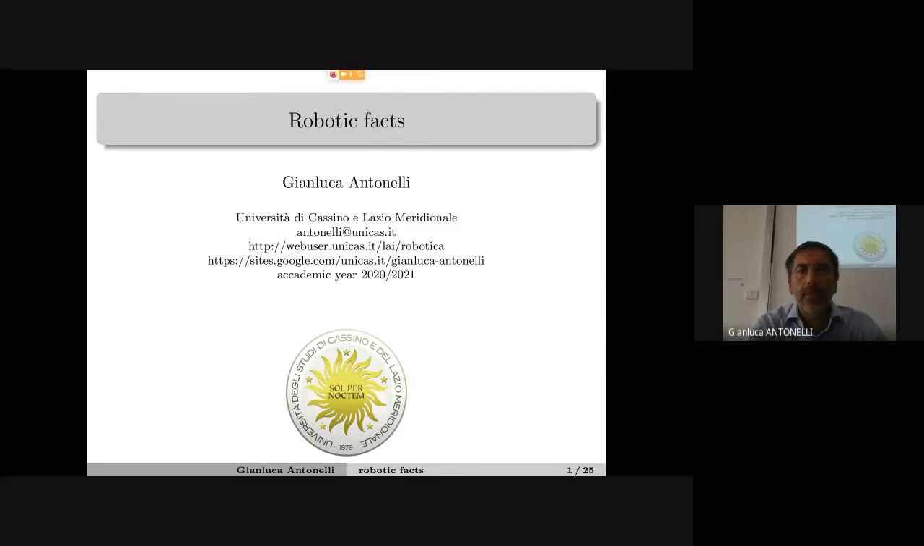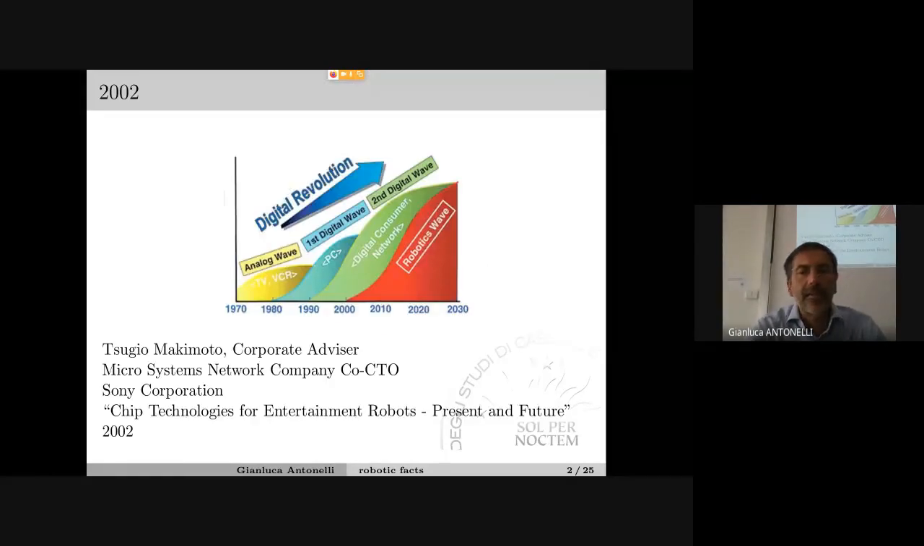Okay, just a few pieces of information about what has been going on in robotics in the last 20 years. Let us start in 2002. In 2002, an employee from Sony Corporation presented in a kind of workshop this plot. We have time on the x-axis and some kind of waves on the y-axis. When he made this presentation, it was 2002, so we were here, more or less. The first wave, the yellow one, is what they defined the analog wave, with television and the analog video recorder.